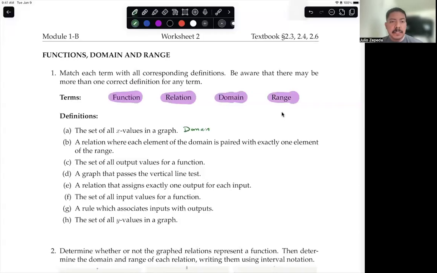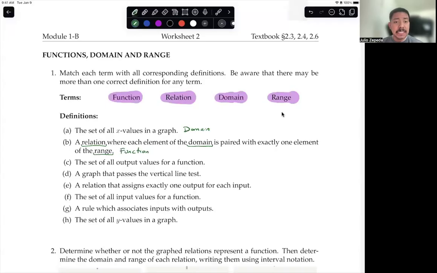B, a relation where each element of the domain is paired with exactly one element of the range. So here we have actually the words domain and range used, so it's not going to be either of those. A relation is also used there, so it's not going to be relation either. This is a specific type of relation that has a special property on the elements of the domain to the range. And so this is the definition of a function. We'll give an example of a function in just a moment.